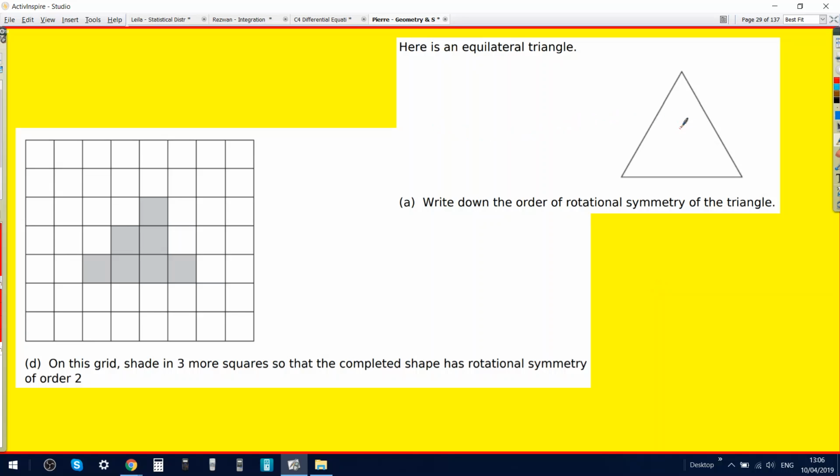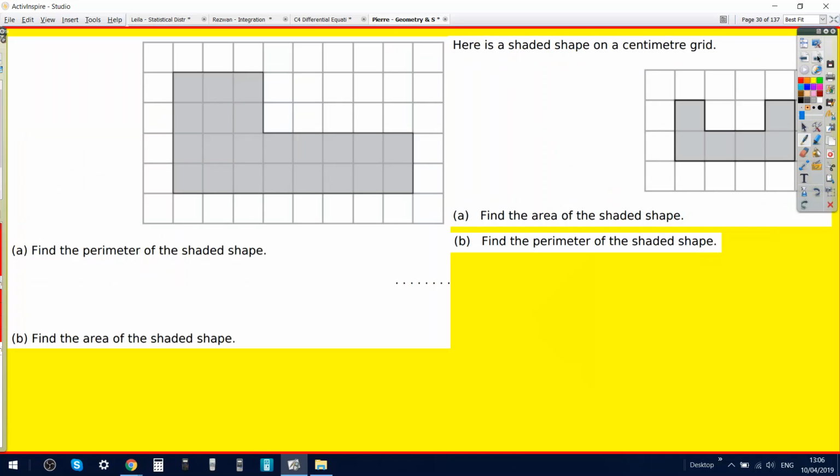So if spun around its center, how many times would it fit perfectly onto itself? Oh, 3 times. Yeah, that's it. Because it's equilateral, all sides same height. Yeah. Okay, let's do top right.